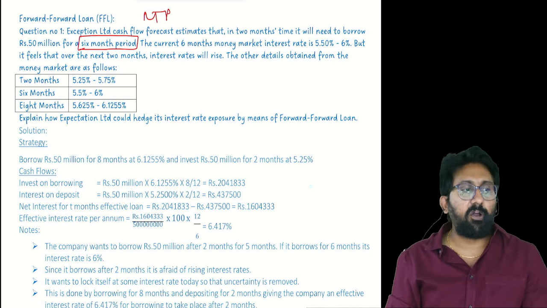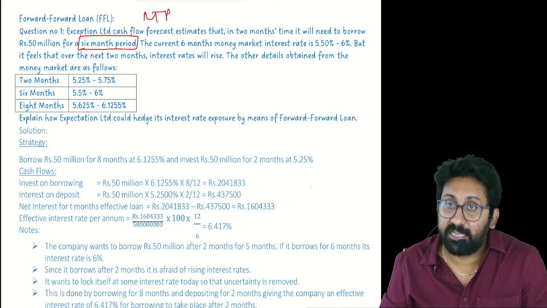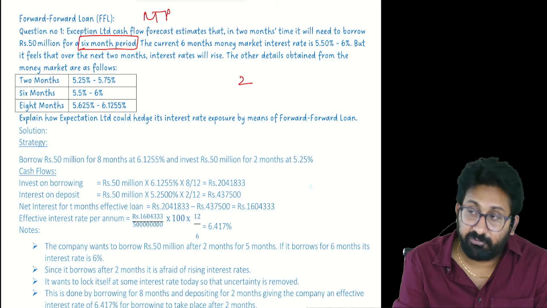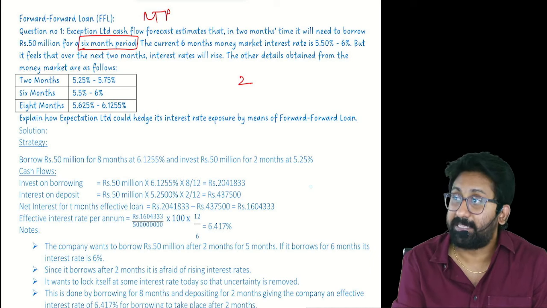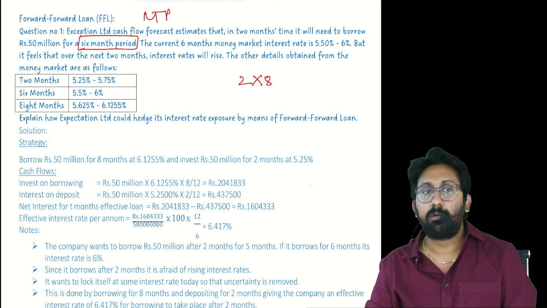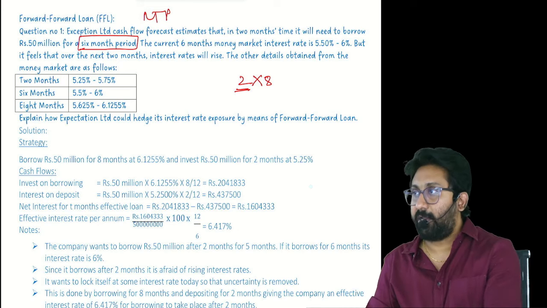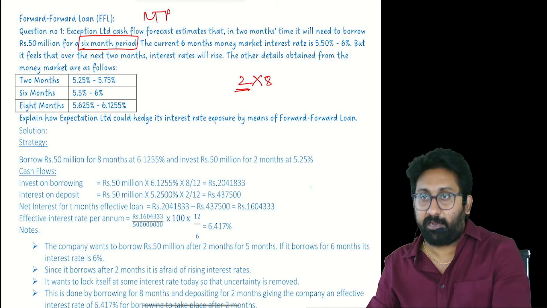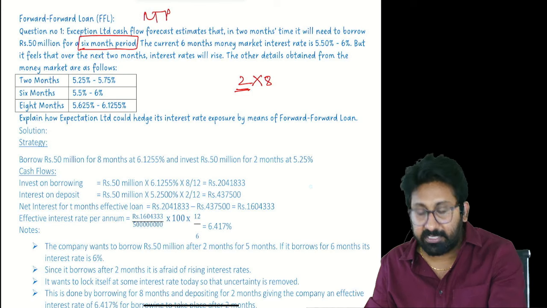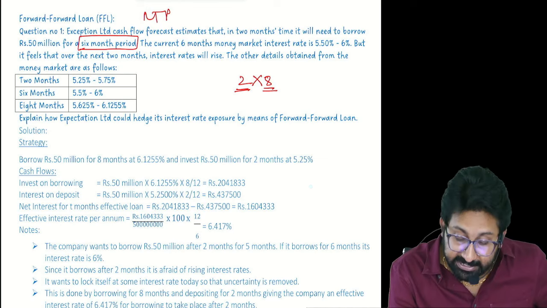Now tell me, I want money today, after 2 months? For 1 month? For 6 months? Now listen, I want money after 2 months, for a period of how many months? 2 plus 6, they call it a 2 by 8 contract. This date is called the start date, also called the contract beginning date. When you start the contract, this is the contract start date. Next, 8 is called the settlement date.